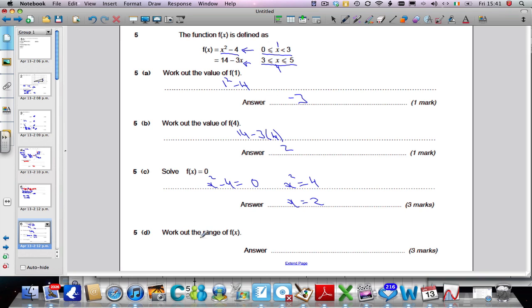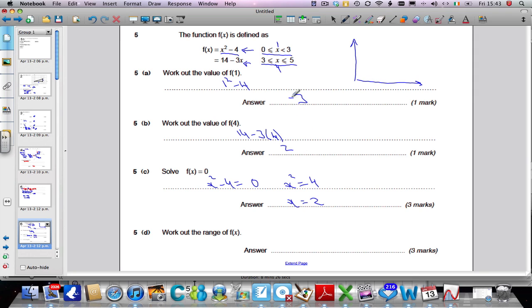Work out the range of f of x. This one's slightly trickier. What I did was I substituted 0 in, and when I substitute 0 in, I get minus 4. And when I substitute 5 in, we get negative 1. So to find the range of f of x, the best way to do this, I think, is to draw yourself a little sketch of what's going on. So I'm going to do a little sketch of this function to help me work out what the range is.